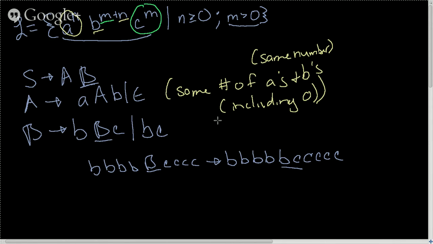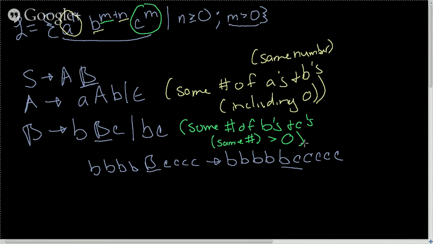So this part of our production rules will give us some number of B's and C's, same number, not greater than or equal to, just greater than 0. And so that's your basic context-free grammar there. And that allows you to create any string that goes in this language right here with these production rules.